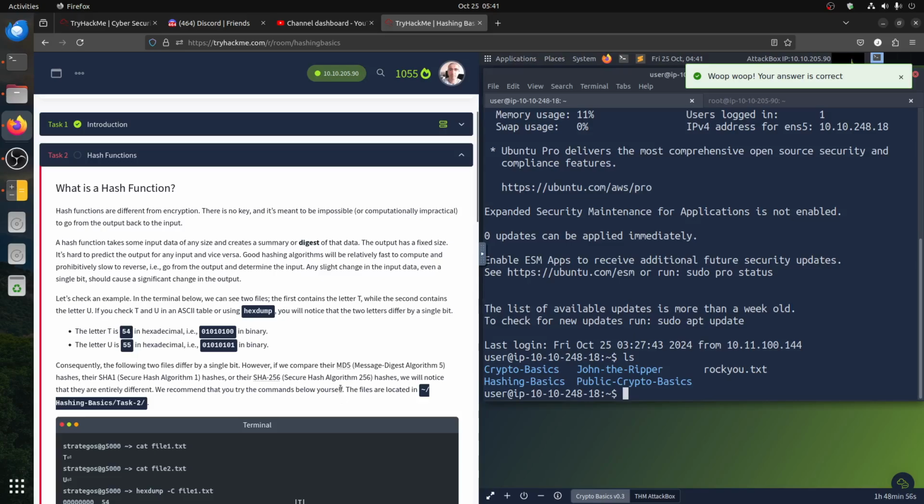So, a hash function. Again, this is introduction to security. Anyone of you who did Security+ or Network+ will get this information.